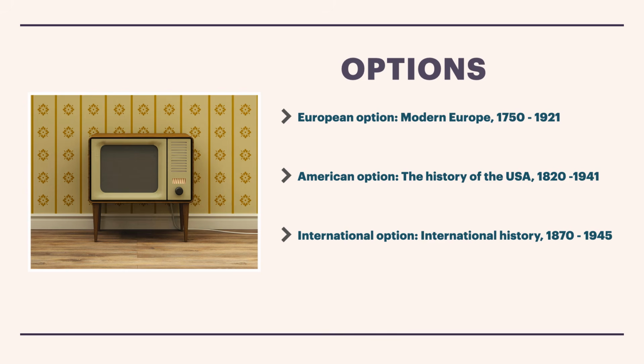In the CIE syllabus, there are three options for Paper 1. There are the European option, the American option, and the international option. Depending on the school, the students are taught the respective option. Regardless of whichever option, the students are only required to answer one from one of the options.